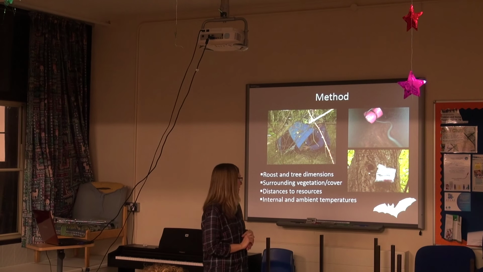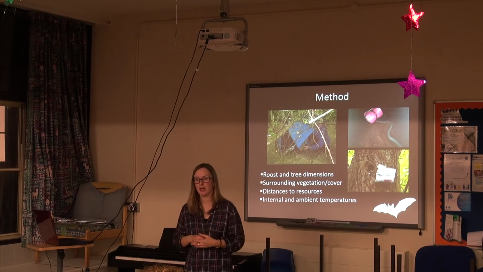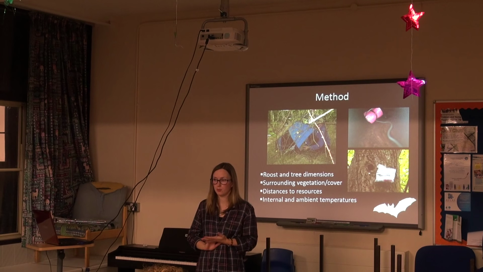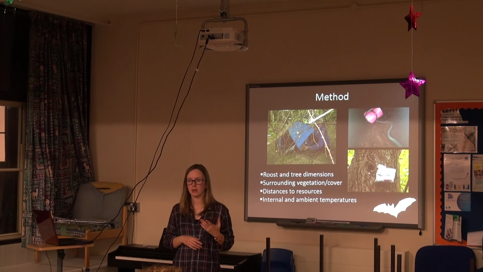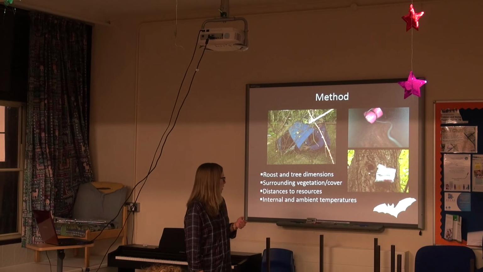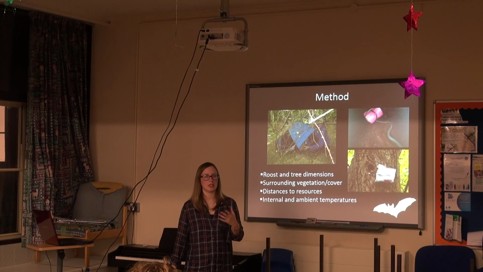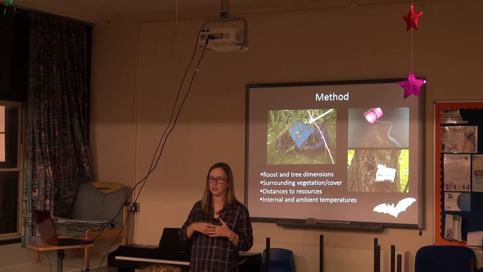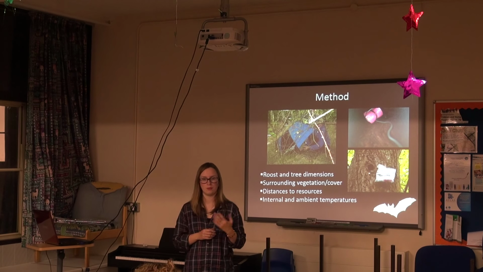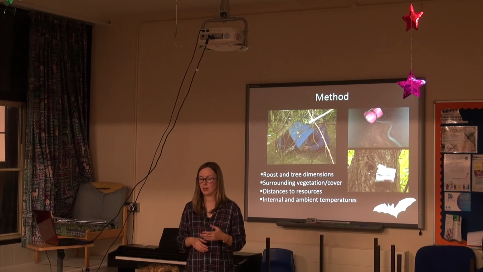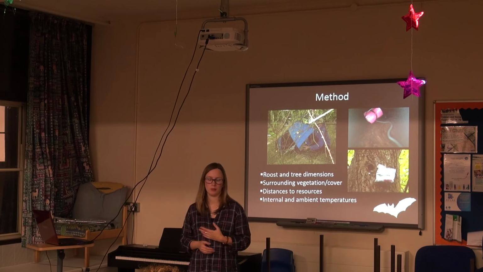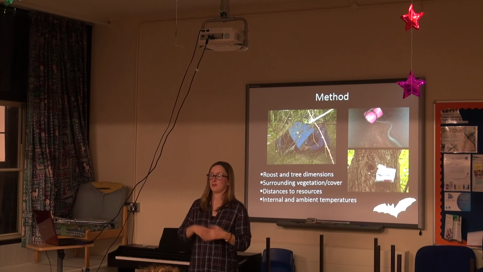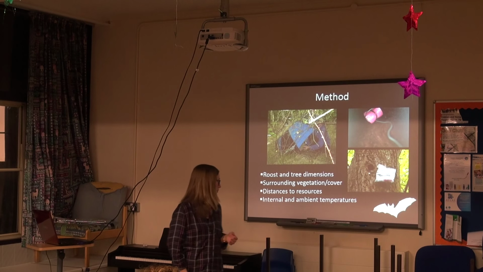We also looked at some of the tree dimensions itself, so the diameter of the tree at breast height and also at roost height, how tall it was, what species it was, and whereabouts the roost was within that tree. Then we moved on to looking at the vegetation around that tree roost. I looked at 5 and 10 metre radii and looked at the number of different tree species, the number of trees, the distance to the closest tree, how big the closest tree was, and obviously the direction the roost was facing, all those kinds of variables.